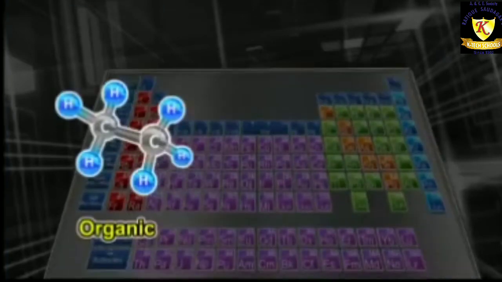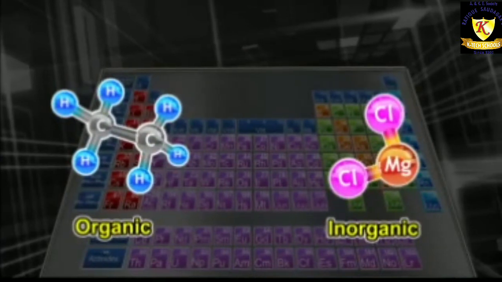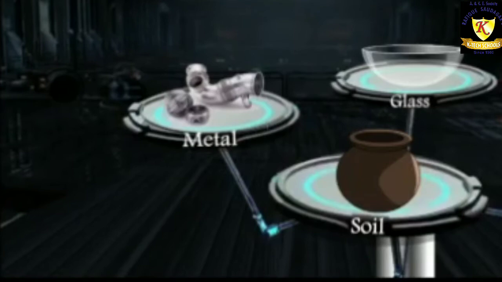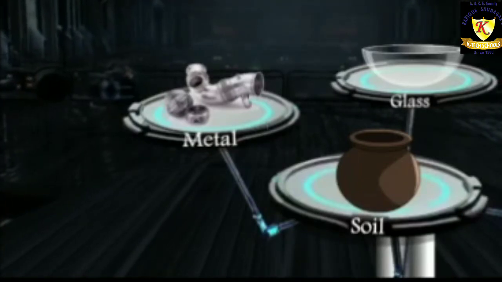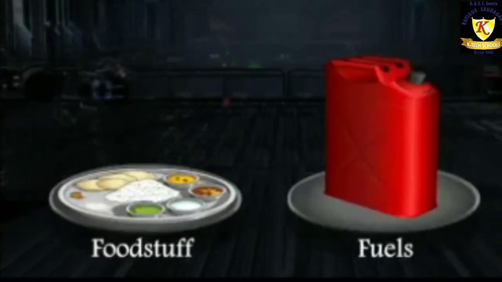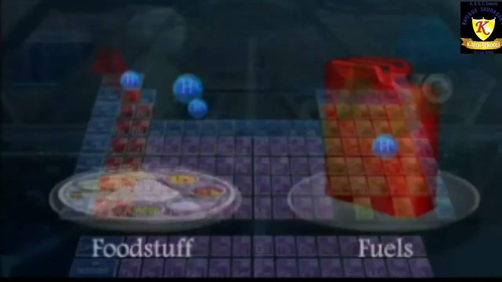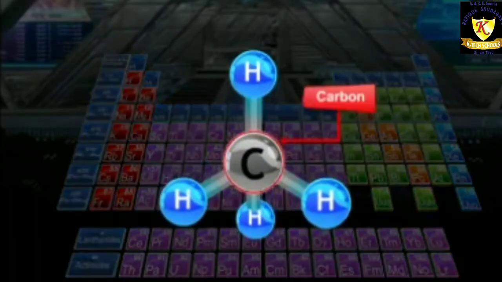In the previous standards, we have seen that organic and inorganic compounds are the two important types of compounds. Except material fabricated from metal and glass, several other materials from foodstuff to fuel are made up of organic compounds. The essential element in all the organic compounds is carbon.